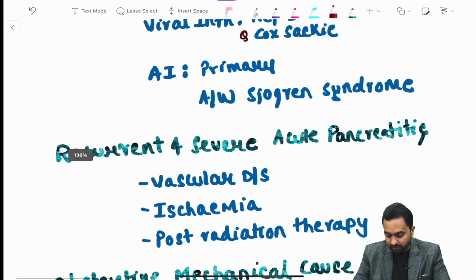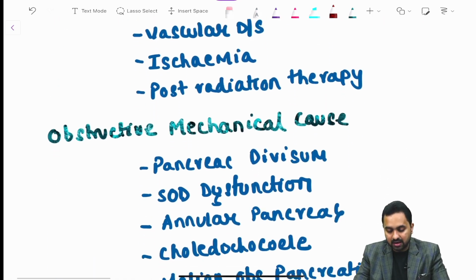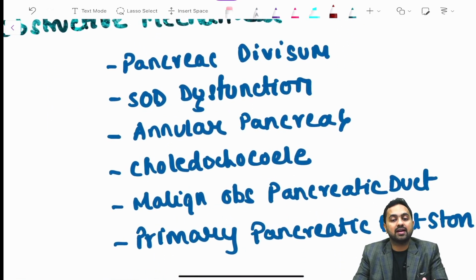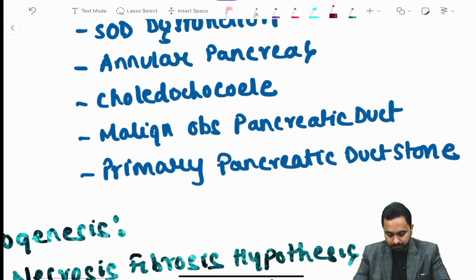Then we have recurrent and severe acute pancreatitis, which includes vascular disease, ischemia and post-radiation therapy. And obstructive mechanical causes include pancreas divisum, sphincter of Oddi dysfunction, annular pancreas, choledochocele, malignant obstruction of the pancreatic duct and primary pancreatic duct stone.